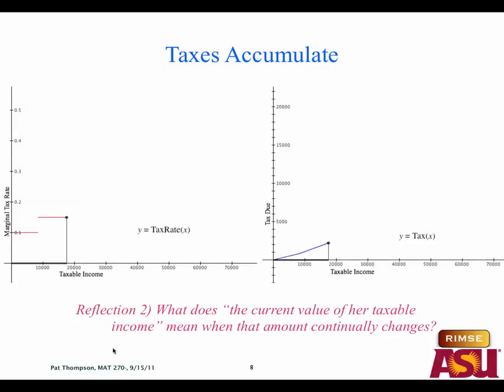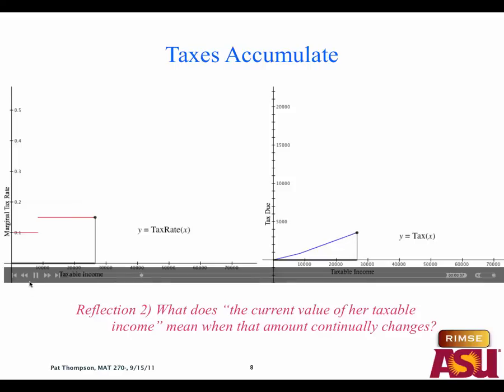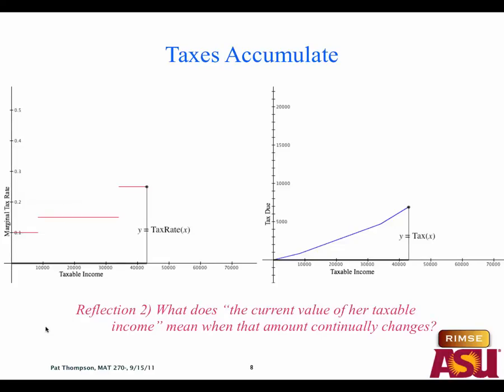It's kind of like we have to pause. If we can pause the growth of her income, then we get a current value of her taxable income. We think of the taxable income growing, but then we can pause it anywhere we want and analyze the given situation. So that's what we'll mean by the current value of X, or the current value of income. If we think of X increasing, then we think of pausing it at a specific value of X.